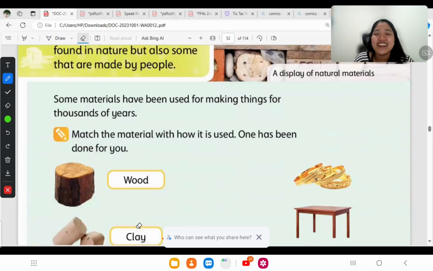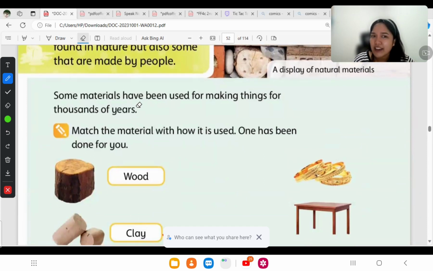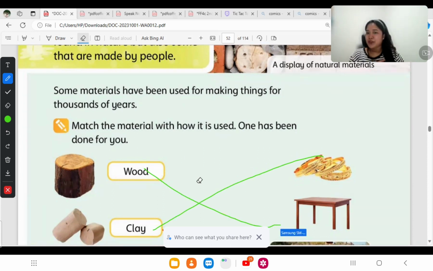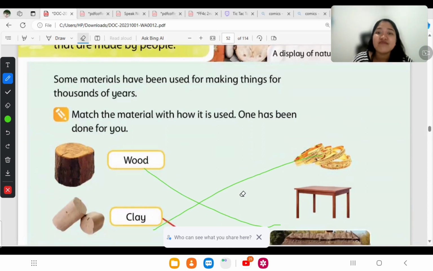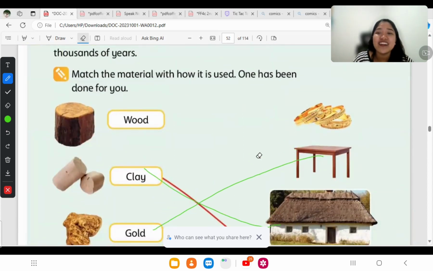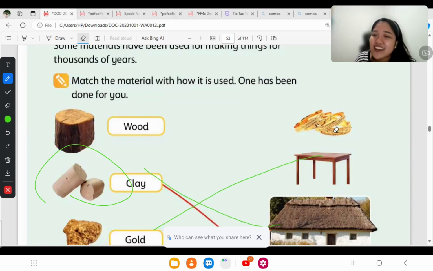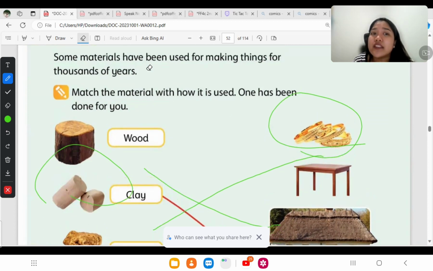Okay, now here, let's read. Some materials have been used. This is the clay. This is the wood. I think this is not made from clay. Yeah, that's right. This is not made from clay. It is different from clay. This is gold. It's not made from the clay.